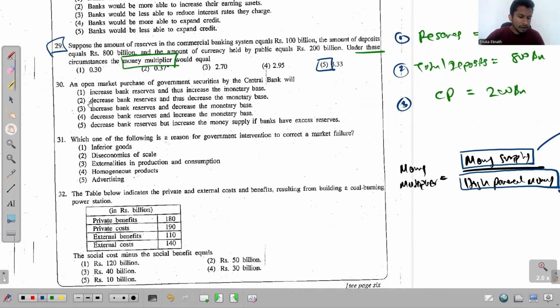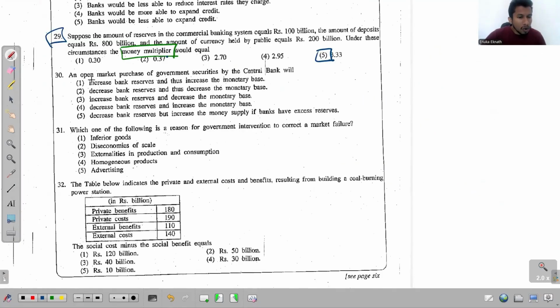Right. Now the 30th question. An open market purchase of government securities by the central bank. So we discussed this in the 2011 MCQ paper as well. This is with regard to the reverse repo market, where the central bank buys the treasury bills and the treasury bonds from the commercial banks. That is the trade that happens here.